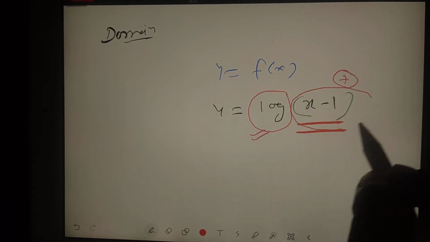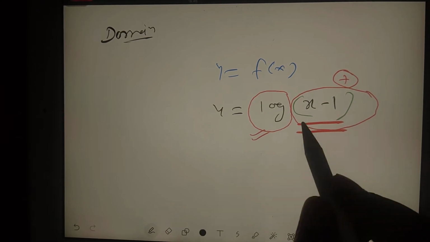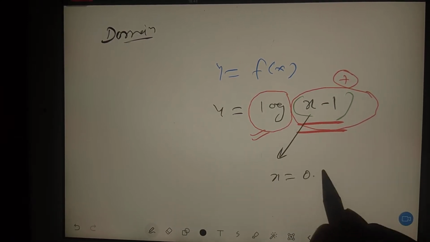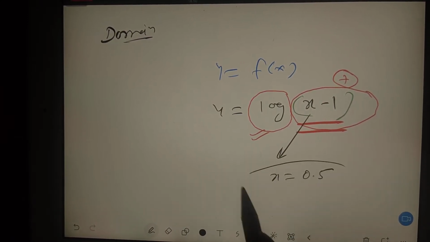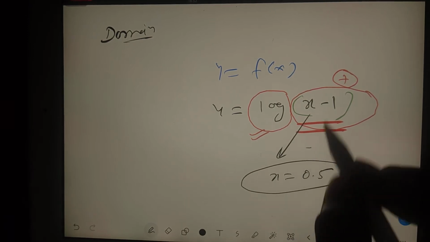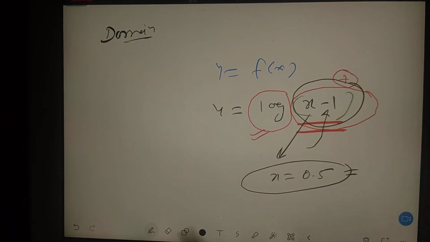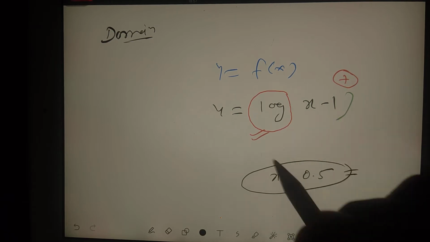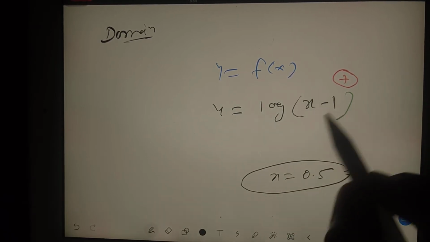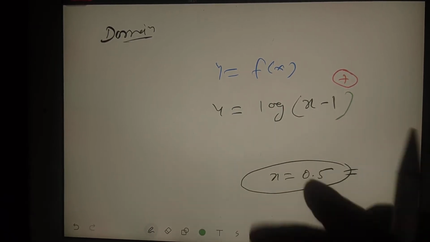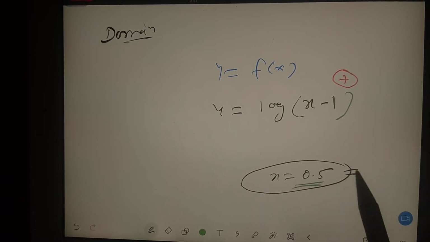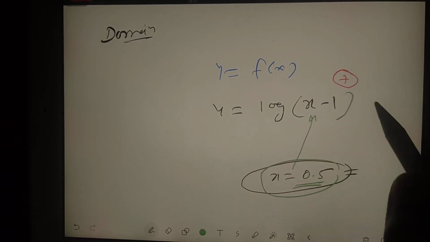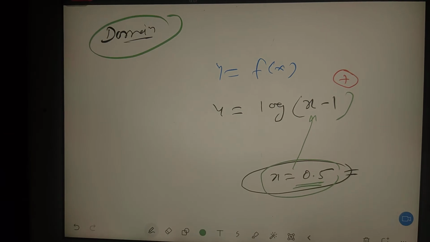If this value should be a positive value, then you cannot put here x is equal to 0.5. If you put here x is equal to 0.5, then automatically this total answer will become negative. And log will not accept negative values in front of this. Right? So the values that you can assign here, those values are known as domain.